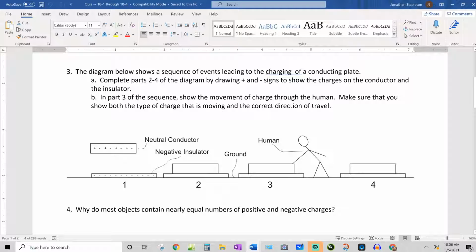Use plus and minus signs to show the charges on the conductor and the insulator. So here we've got a neutral conductor and a negative insulator. How that insulator became negative: it was rubbed with something that didn't really care much for electrons. So this has stolen a bunch of electrons from something. Then in picture 2, it looks like the neutral conductor has been placed down on top of the negative insulator. So think about how this would look different. In picture 2, I need to draw any positive and negative charges and where they would be.